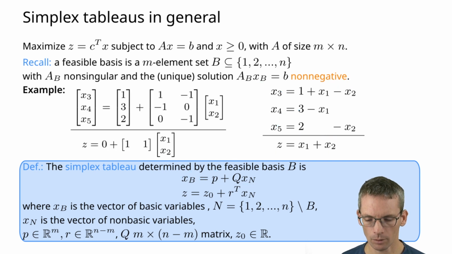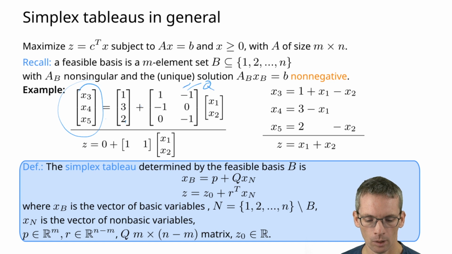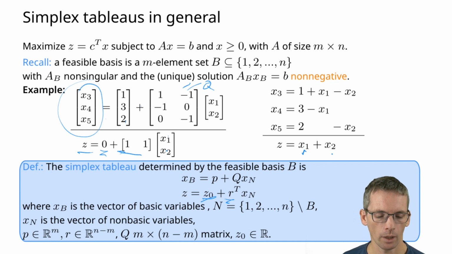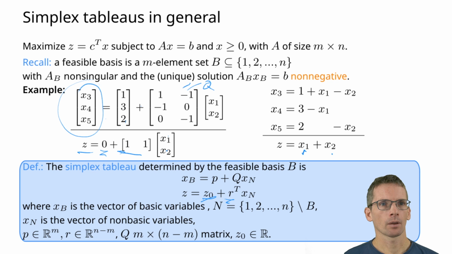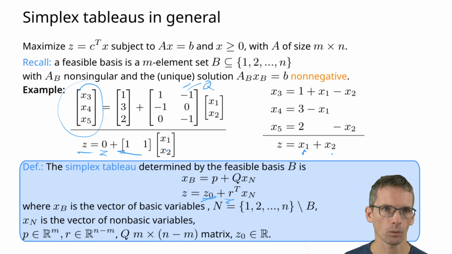Let me write this down here. We have x3, x4, x5, and that vector is 1, 3, 2 plus Q times x1, x2, where x1, x2 are the non-basic variables. Also z I can write as z0, which in our case simply is 0, plus r transposed, which is 1, 1 times x1, x2, because the coefficients here are 1 and 1. So this is how a simplex tableau looks.